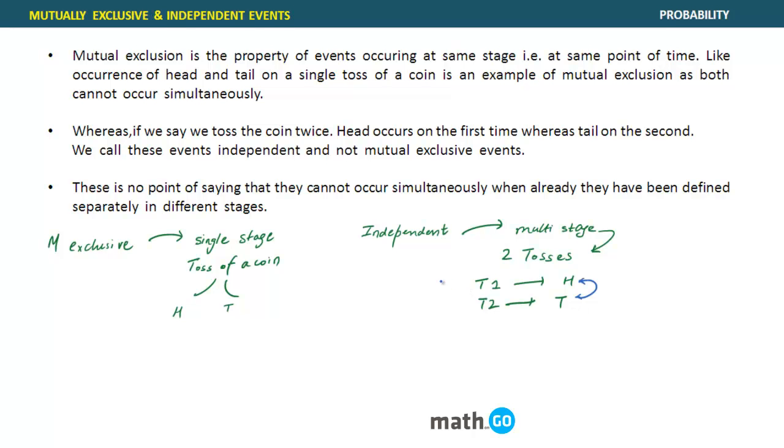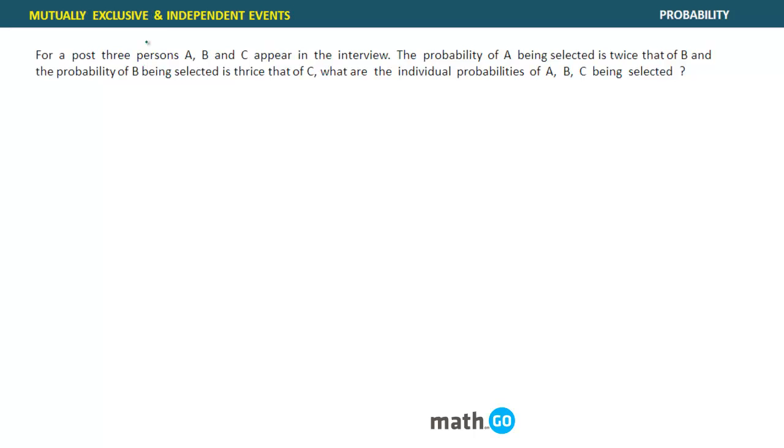Why? For mutually exclusive, they should have been on the same stage or the same level. It is toss 1, it is toss 2. So we will not talk about mutually exclusive. Remember, they are not mutually exclusive. We will talk about whether the events are independent or not. So for independent, it has to be a multi-layered or multi-stage event. For mutually exclusive, it has to be events from a single stage, from a single experiment. Got it? So let's take some questions based on mutually exclusive and independent events.